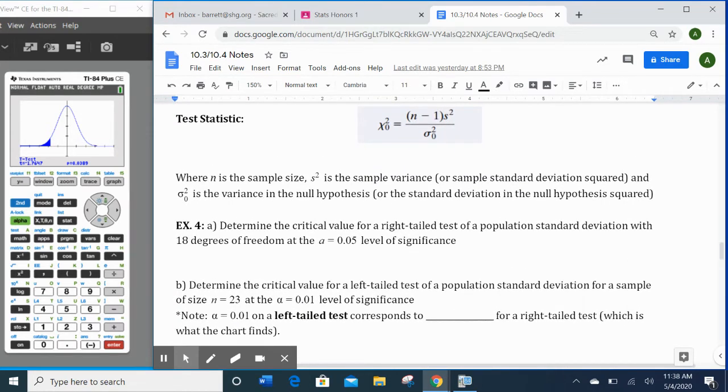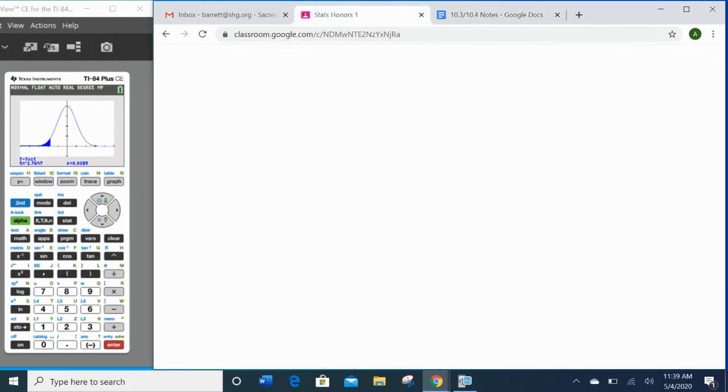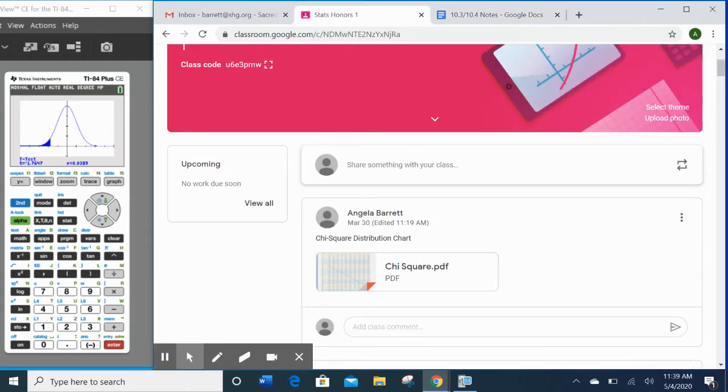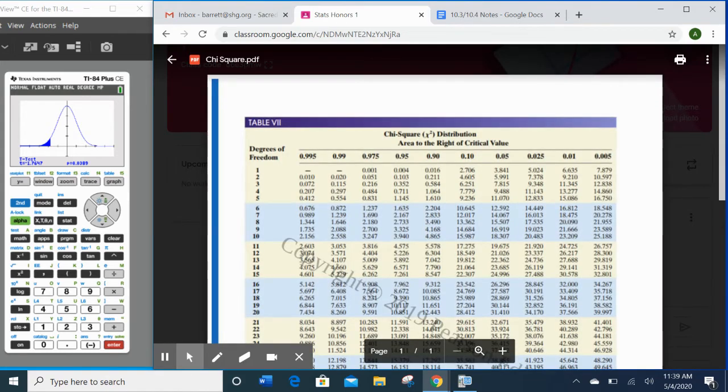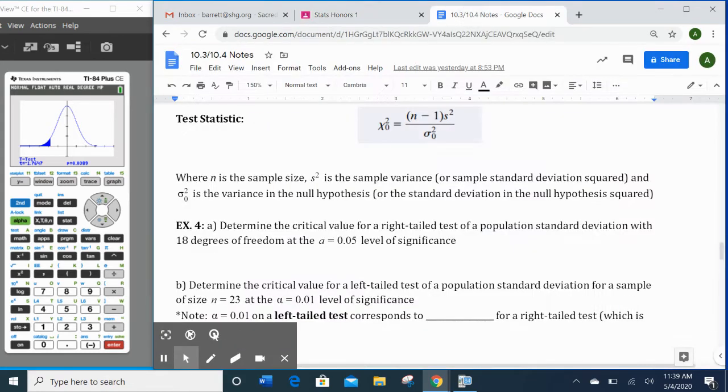So for this test statistic, instead of having a p-value and an alpha to compare, we're going to be comparing the test statistic to a critical value. And so we're going to practice finding the critical value using the chi-squared chart. On the Google Classroom, I believe that I've moved this to the top. If not, it was originally from March 30th, or let me know and I can repost it. But I'm going to use this chi-squared distribution chart.